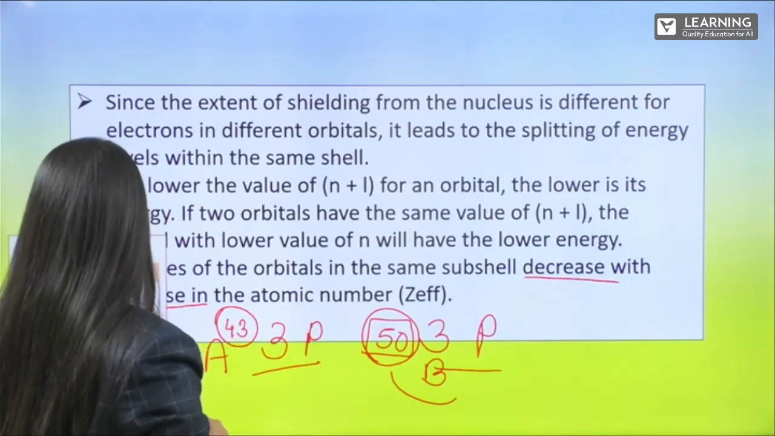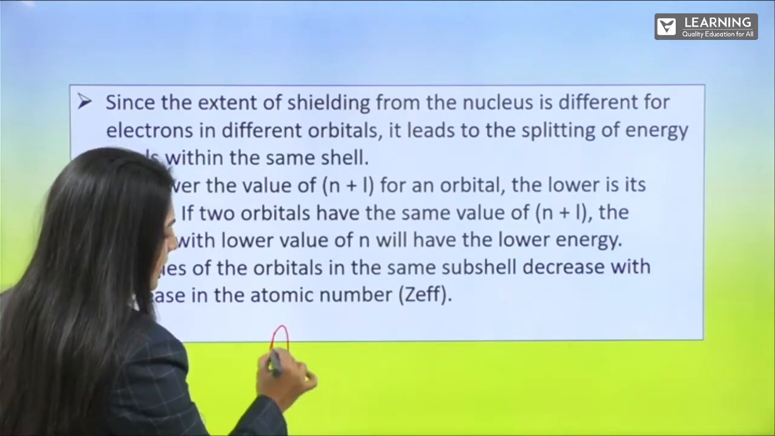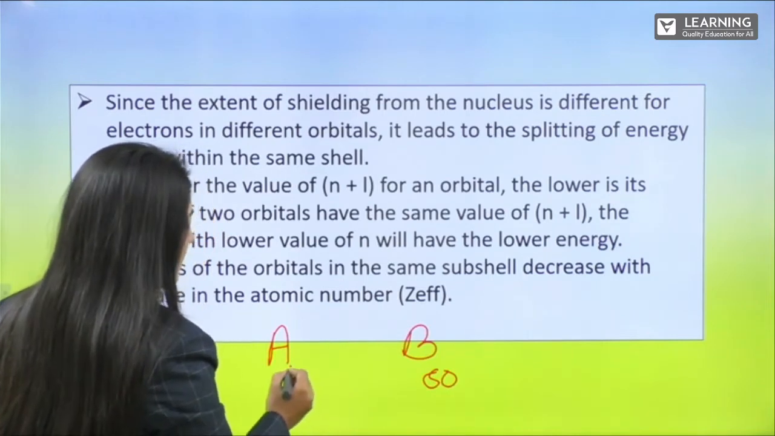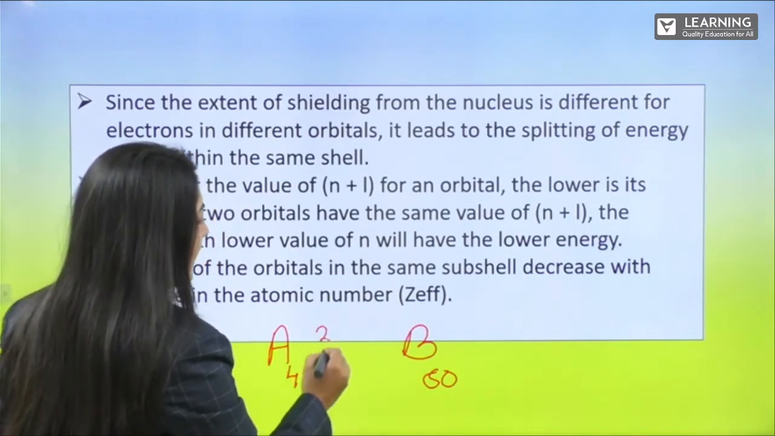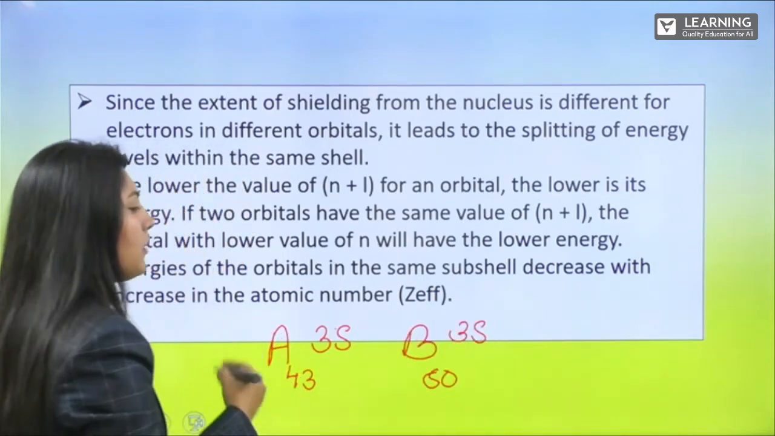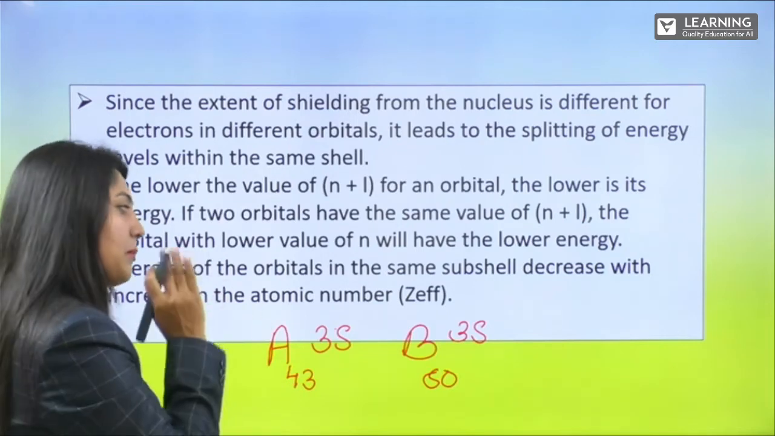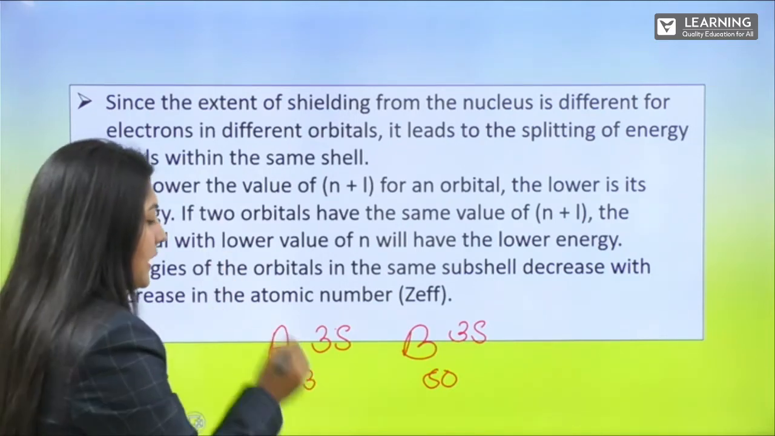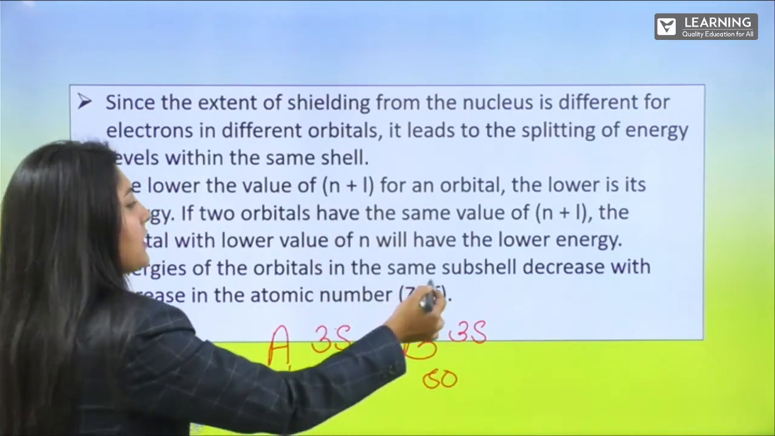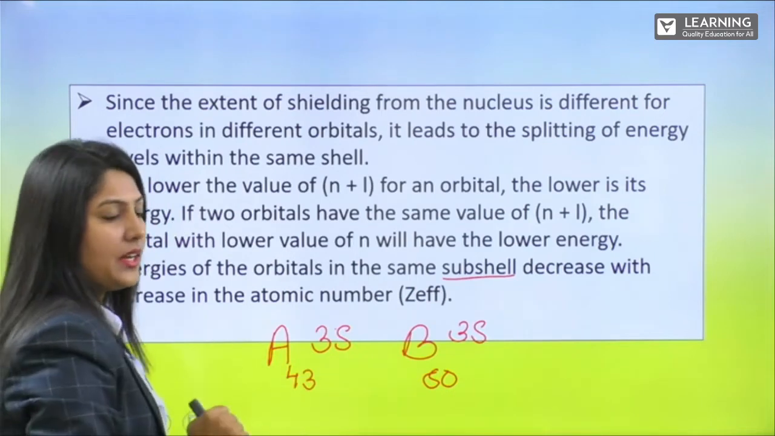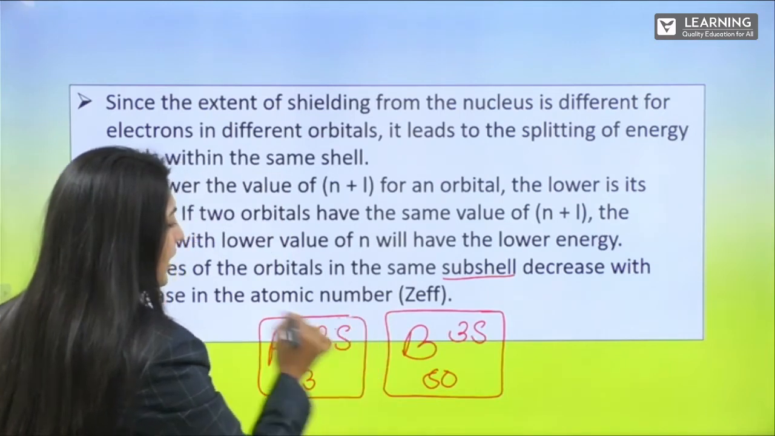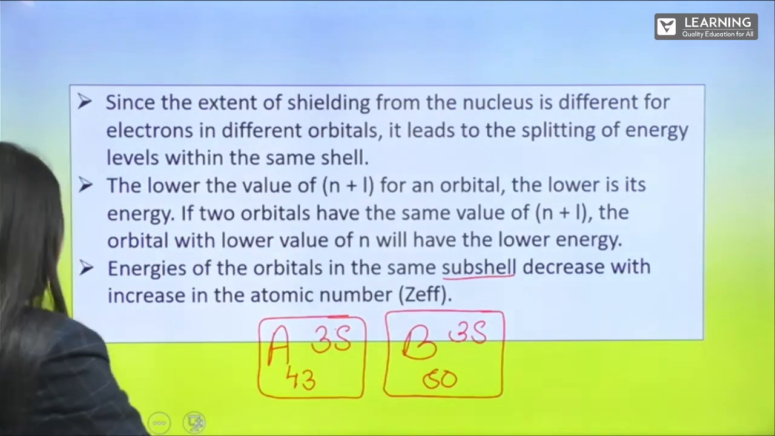I repeat it. If I have A and B, with B having 53 as the atomic number and A having 43, I'll take 3s itself now, 3s for A and 3s for B. Both are in the third orbit, both are the same subshell. Here, if the atomic number is increasing, then the subshell will have a lower energy level. So B will have a lower energy level than A. Understood? Good.